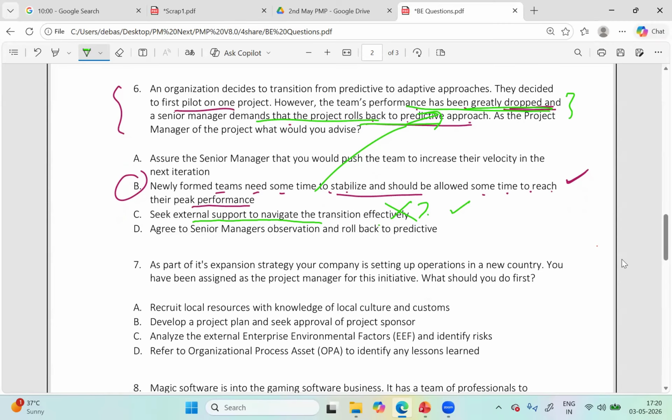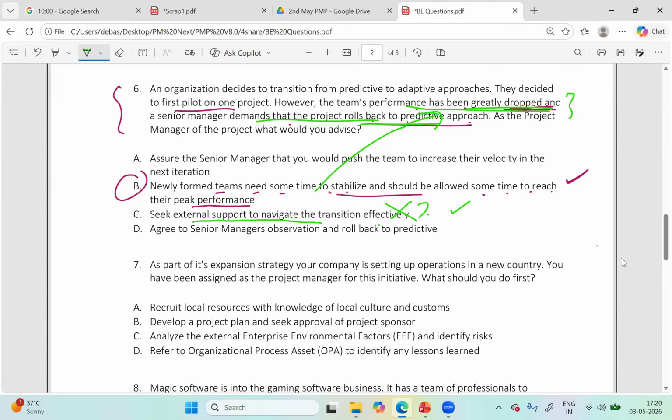But where does it say that by getting external support we could make it faster? No, but to navigate the transition effectively, it says. So the transition will be effective if we get the external support. So once again, my stance is still there. I'm saying you're missing one thing.